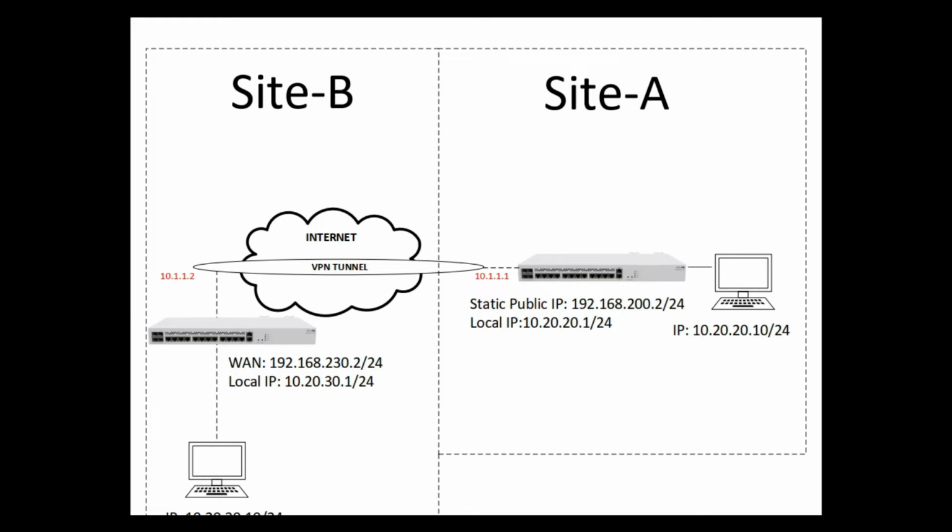I have here a topology. We have site A and we have site B. We want to ensure that the local networks of both sites can communicate to each other. First thing you need to make sure is that the MikroTik device of each site is connected to the internet.